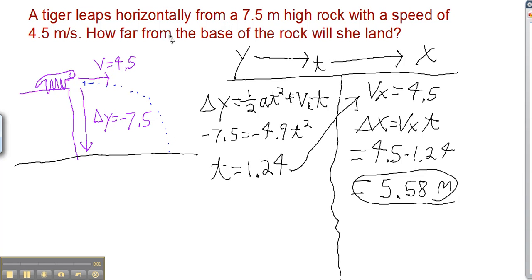Okay, on this one, a tiger leaps horizontally from a 7.5-meter high rock with a speed of 4.5 meters per second. How far from the base of the rock will she land? So in this case, first thing you want to do is draw the problem.